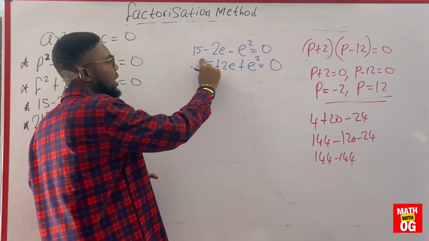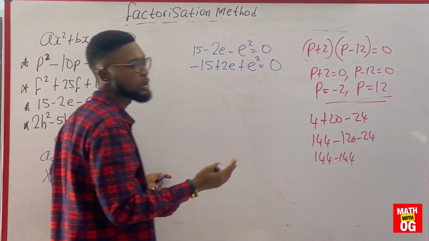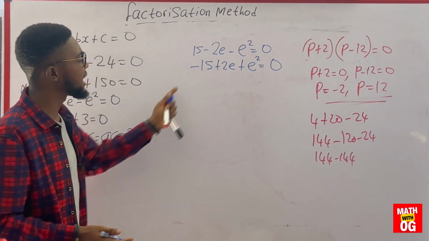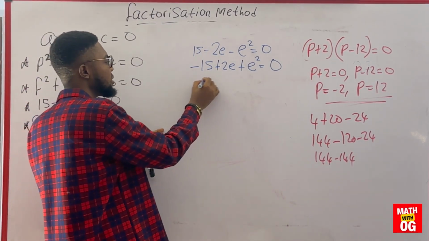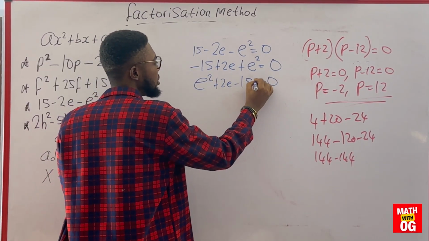So what did I do? I multiplied by -1 and I multiplied by -1. So 0 will not change. -1 times 0 remains what? 0. Now I can rearrange by bringing e squared first. So this is e squared plus 2e minus 15 is equal to 0.